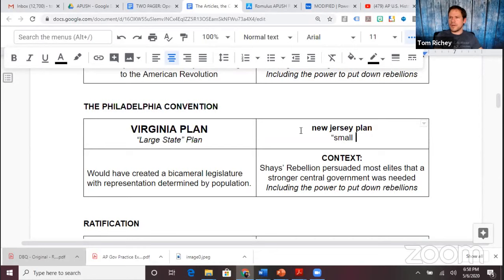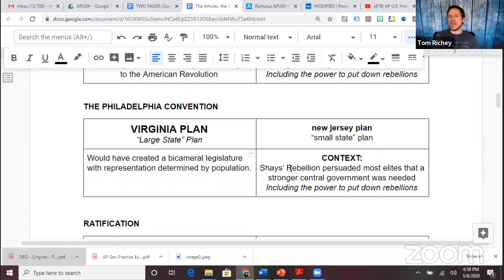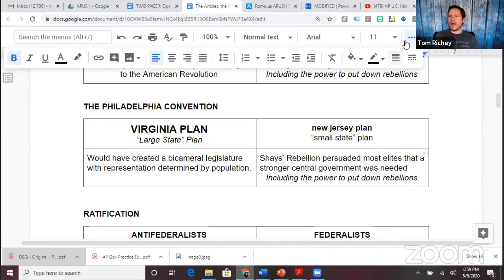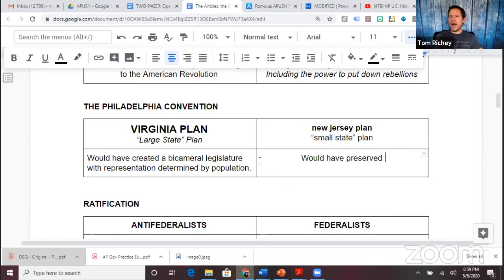Okay, so the New Jersey plan, the small state plan. The Virginia plan would have created a bicameral legislature with representation determined by each state's population, whereas the New Jersey plan, the small state plan, would have preserved the equal representation.